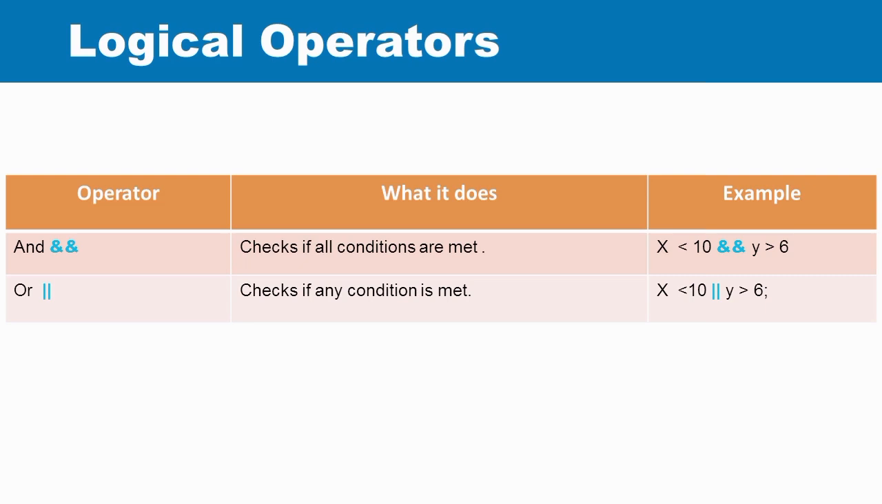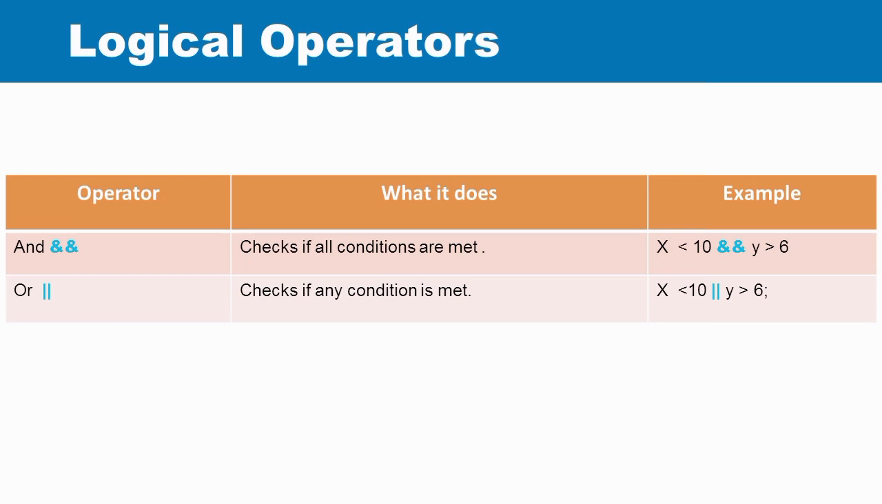What that does, it checks if all the conditions are met and it will return a Boolean result, either true or false. If all the conditions are met, it will return true. If not, it returns false. The next is the OR operator, which is represented by the pipe symbol. It checks if any condition has been met and it will return a true Boolean result.